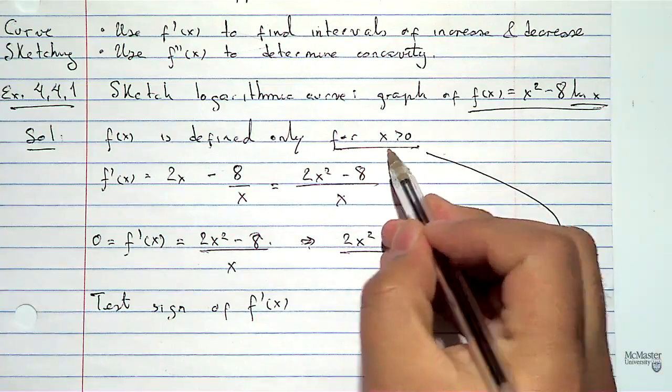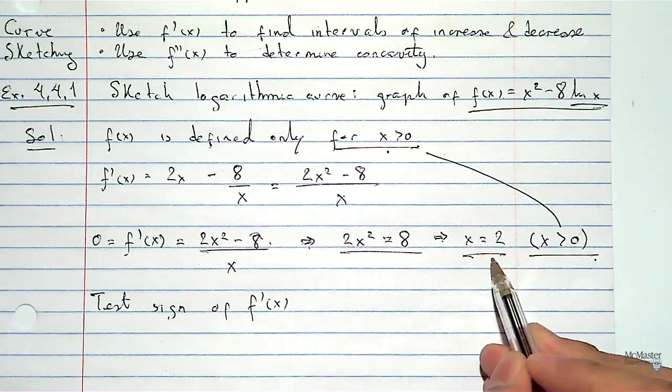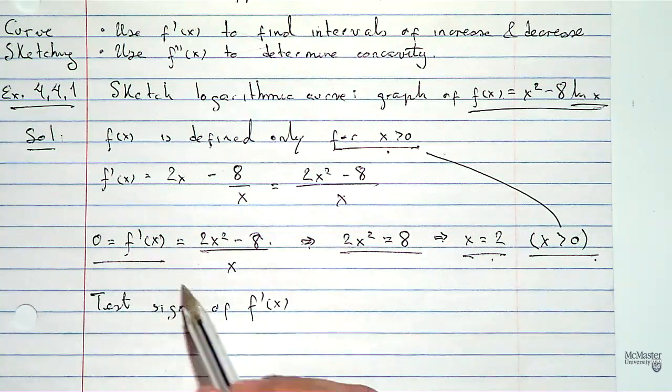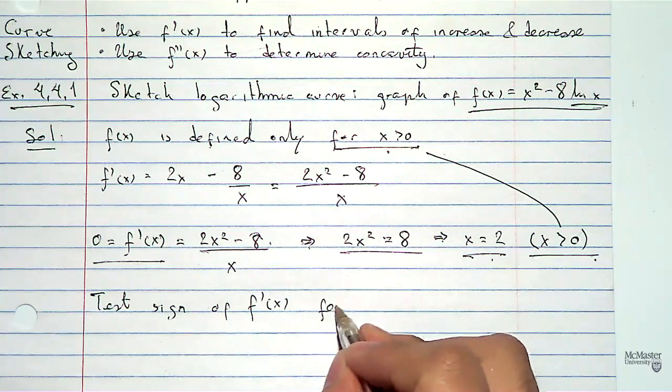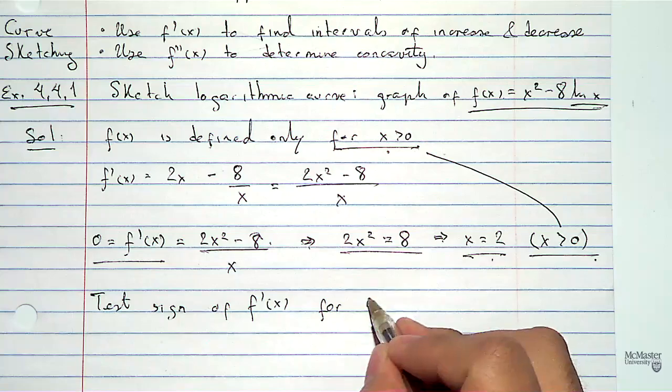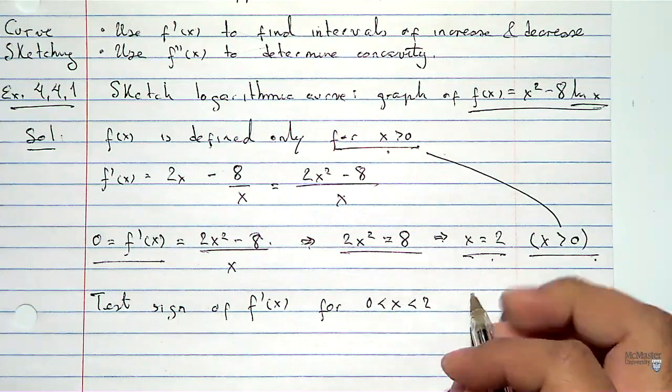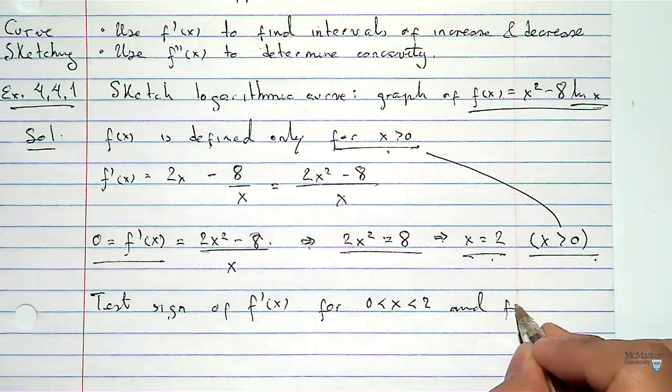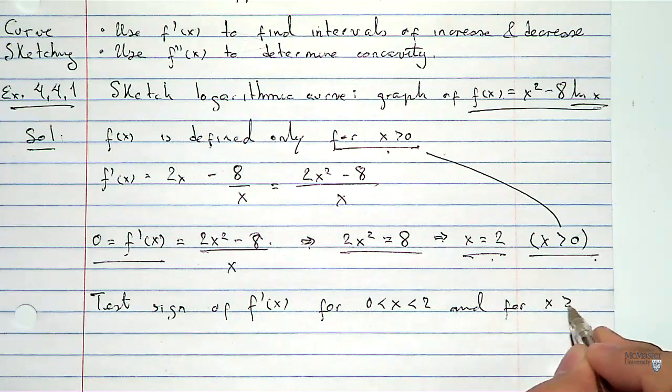Well, we know that x has to be greater than 0. We know that x equal to 2 is a critical point, because f prime of x is equal to 0 at x equal to 2. So we will test in the following intervals: for the interval from 0 to 2, and for the values of x greater than 2.